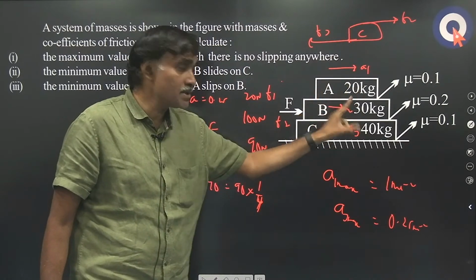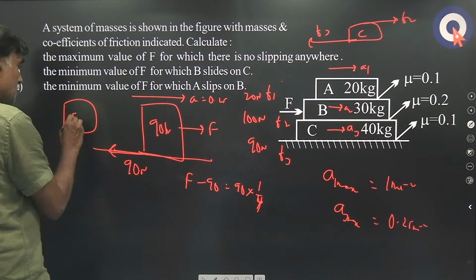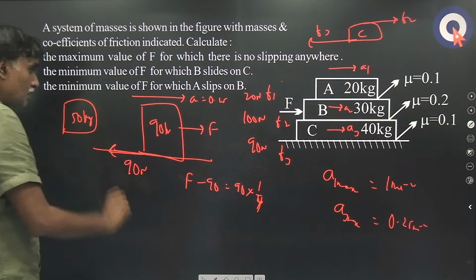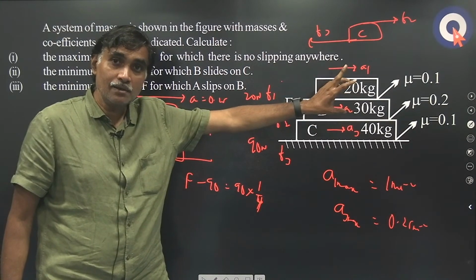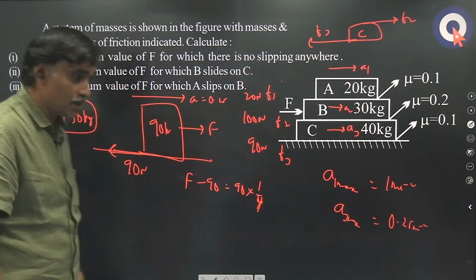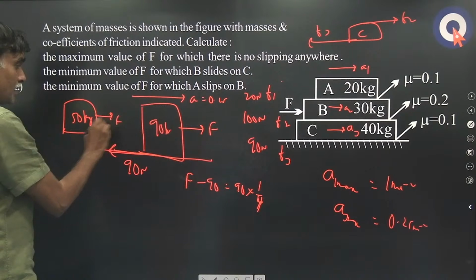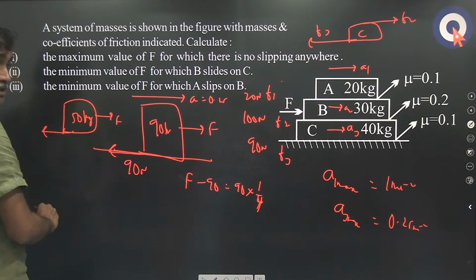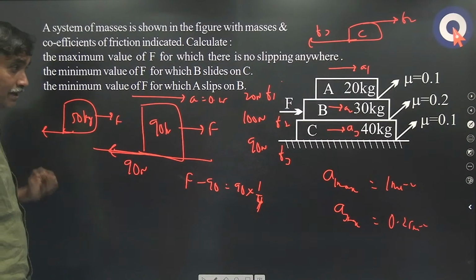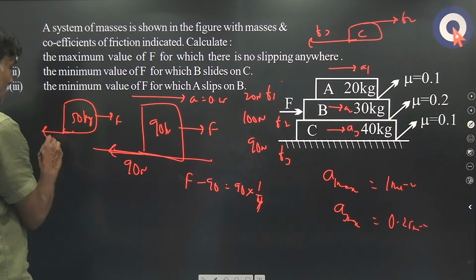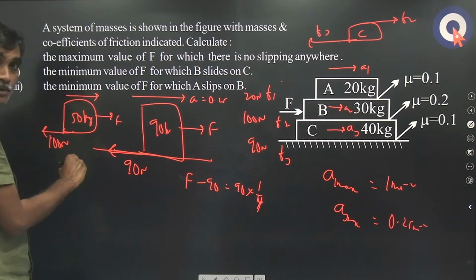Now consider these two as a system, 20 kg and 30 kg. If I consider these two as a system, what is the total mass? 50 kg. Until what acceleration can I consider these two as a single block? Until the acceleration becomes 1 meter per second square. So take it as a single block. What is the external force acting? F towards the right, and friction between 30 and 40 is towards the left. So if F is greater than 112.5, what type of friction acts here? Kinetic friction. How much is it? 100 Newton. So these two blocks I can take as a single block as long as the acceleration does not exceed 1 meter per second square.